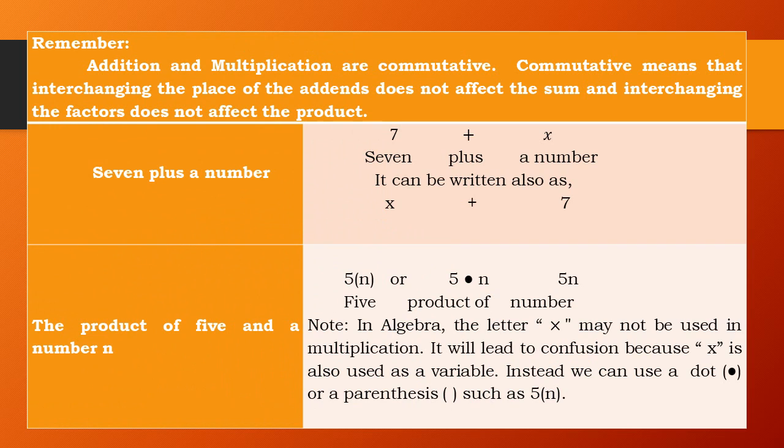Remember, addition and multiplication are commutative. When we say commutative, that means interchanging the place of the addends does not affect the sum, and interchanging the factors does not affect the product.